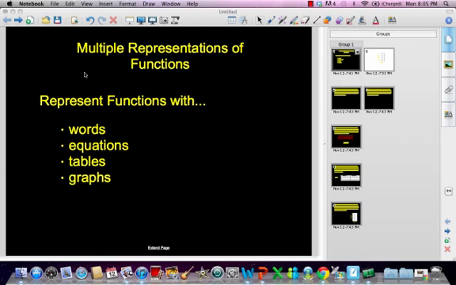So here we go. We can represent functions with words, equations, tables, and graphs. Are you ready? This is exciting stuff. That's why we got the music on here.